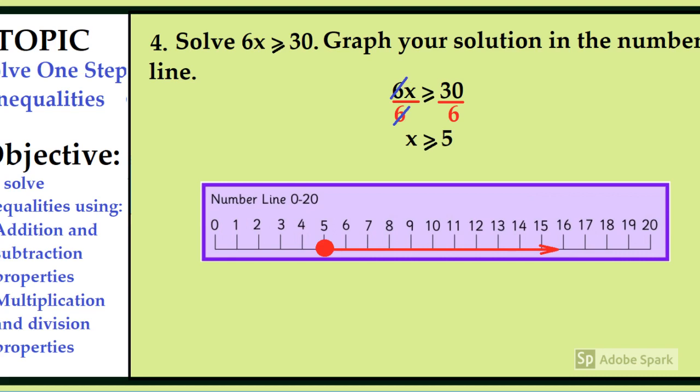This time, we're going to locate number 5 on the number line with a closed dot because it might be equal to x. And the inequality symbol is pointing to the right. Therefore, the number line is going to the right. All the numbers bigger than 5 are the values of x.